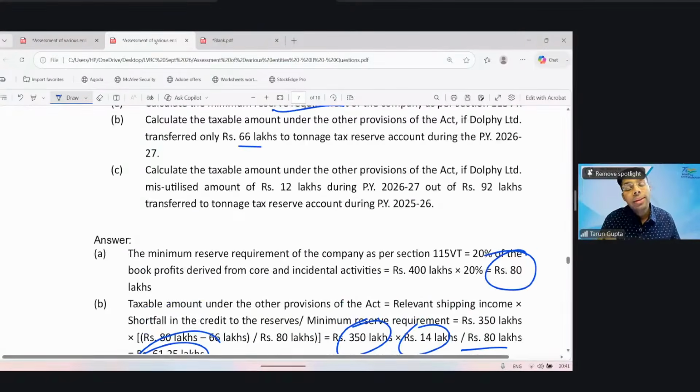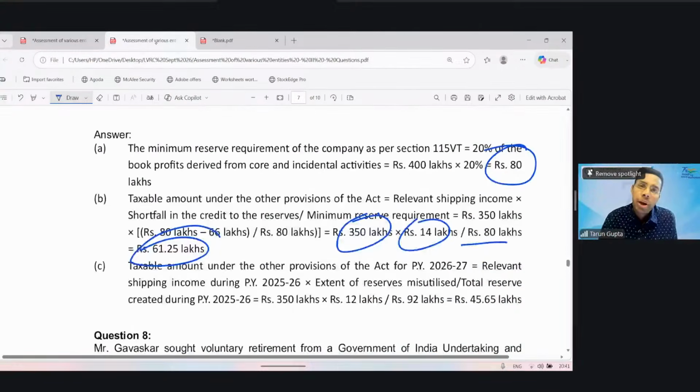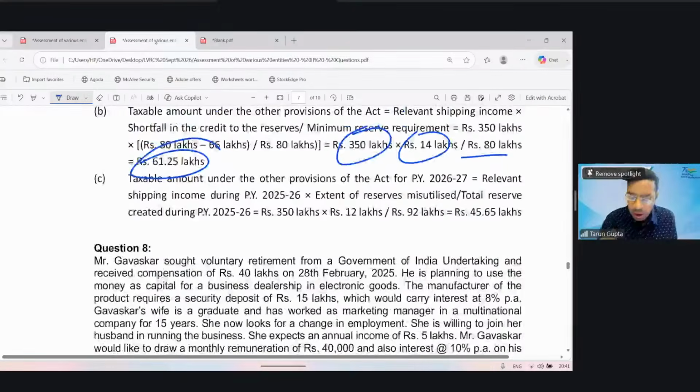If it has not utilized the earlier amount transferred in accordance with the reserve rules, 12 lakh, so it has not utilized 12 lakh out of 92 lakh, then this proportionate shipping income shall be taxable. So 350 divided by 12 into 9. Okay. Now, the last part of the chapter.